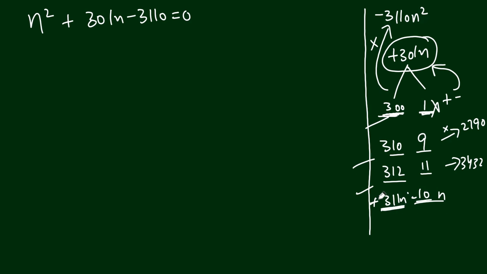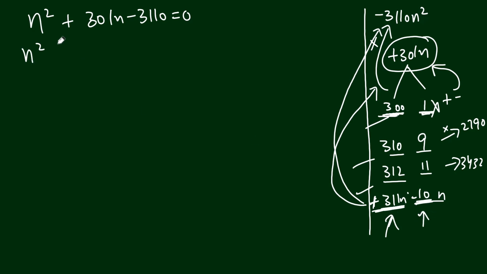I'll be explaining this more in the quadratic equation chapter. After putting signs and numbers, check once again. Is the addition or subtraction 301n? Yes, it's positive 301n. And is the multiplication minus 3110? Yes, 311n into minus 10n is minus 3110n. So these are our two numbers. Coming back to our banking topic, I split the middle term 301. It came 311n minus 10n minus 3110. Only the middle term got split into two.